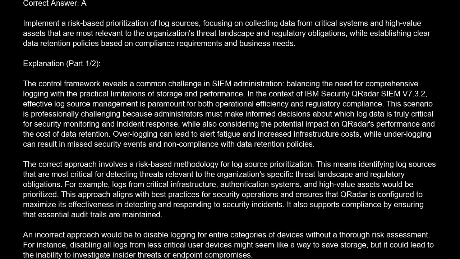The correct answer is A. Implement a risk-based prioritization of log sources, focusing on collecting data from critical systems and high-value assets that are most relevant to the organization's threat landscape and regulatory obligations, while establishing clear data retention policies based on compliance requirements and business needs. Explanation. The control framework reveals a common challenge in SIEM administration, balancing the need for comprehensive logging with the practical limitations of storage and performance.